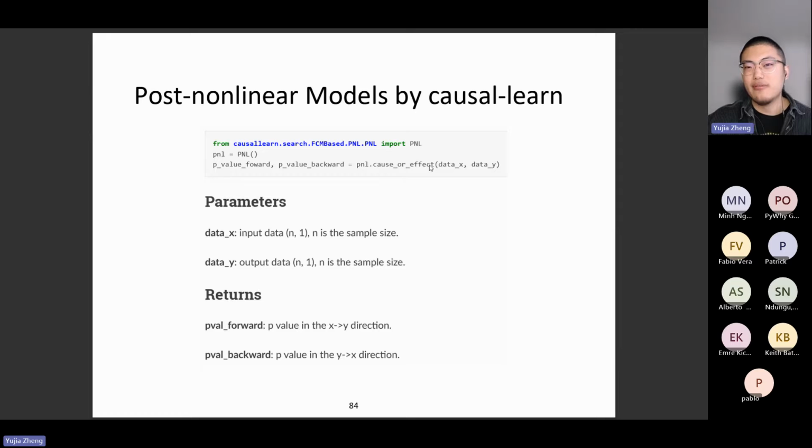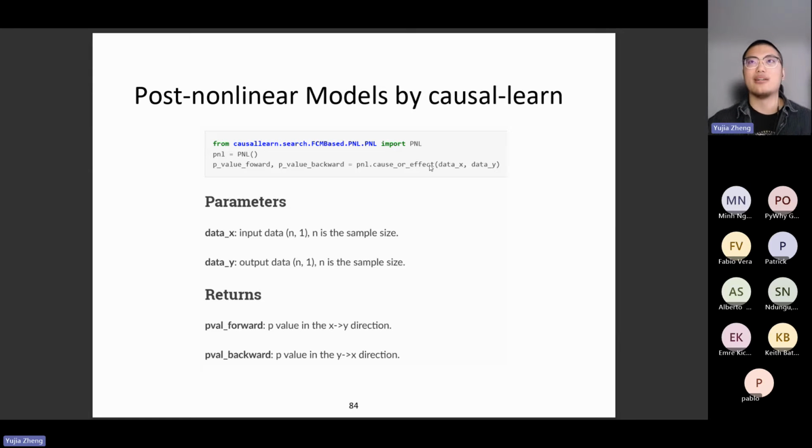However, this is actually already very helpful, because as we may remember, constraint-based methods and score-based methods can only recover Markov equivalence classes, although they are very general, right? So if we have very general nonlinear data, we can use a constraint-based or score-based method with an appropriate conditional independence test or score function to get a Markov equivalence class, a CPDAG first. Then based on that CPDAG, for the undirected edges, we can use the post-nonlinear model to directly distinguish cause from effect.